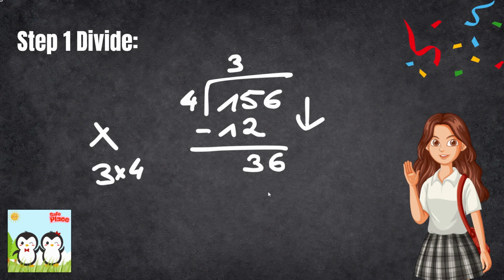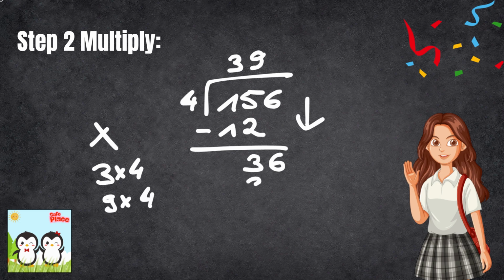Repeat, divide. Ask, how many times does 4 go into 36? 4 goes into 36 exactly 9 times, because 9 times 4 equals 36. Write 9 next to the 3 in our answer. Our answer is now 39. Multiply. Now multiply the 9 by 4. 9 times 4 equals 36.